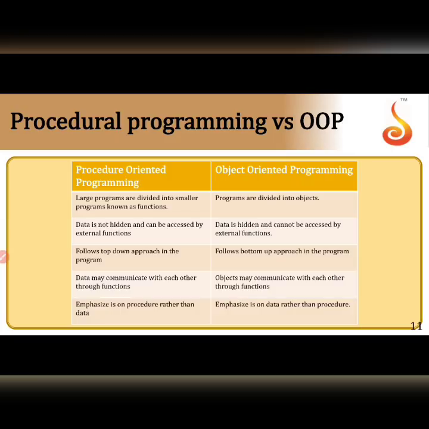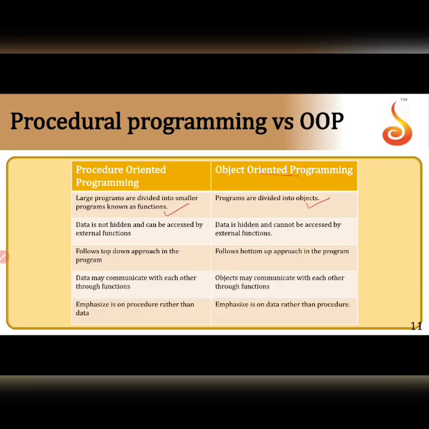In procedure oriented programming, large programs are divided into smaller programs known as functions. Here it is divided into objects. In object oriented programming, it is divided into objects. In procedure oriented programming, it is divided into functions.